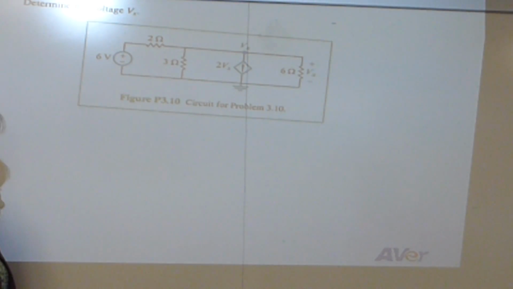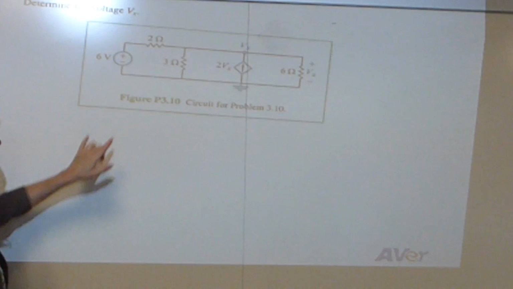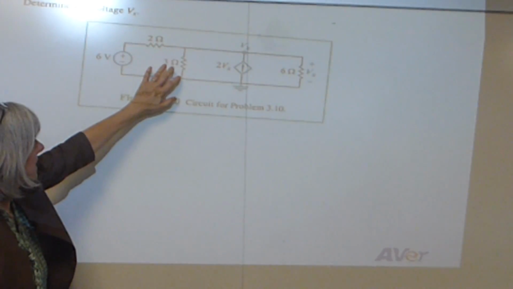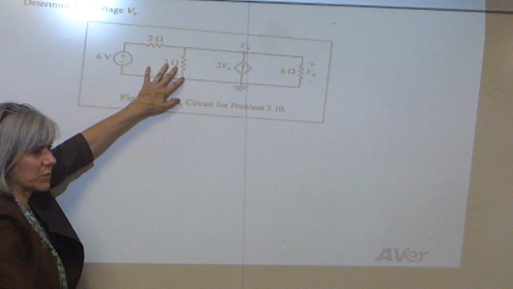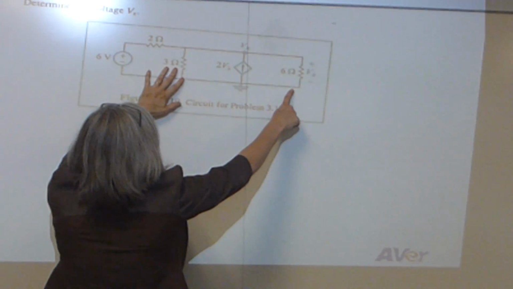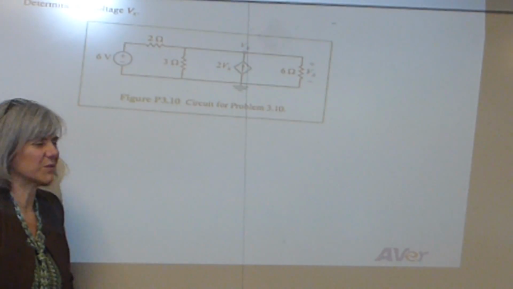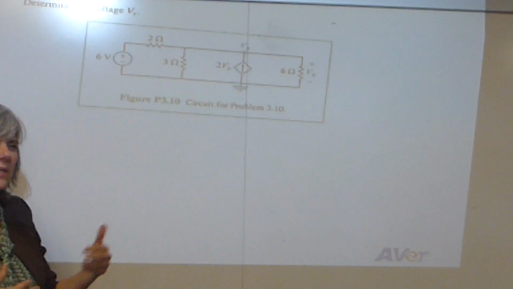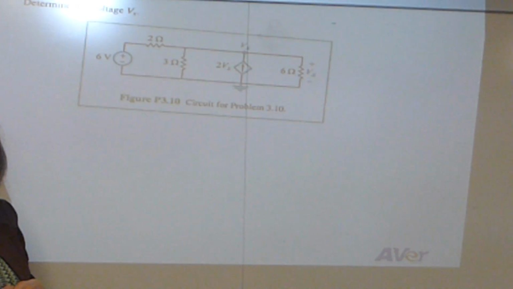Because it's got a dependent source, I'm not sure that I really see another great option for solving this. I could do a source transformation, connect them in parallel, then that's in parallel. I guess that might work. Yeah, maybe. Anytime I have dependent sources, I have a tendency to not want to do too much in the circuit. But instead, let's look at KCL then.